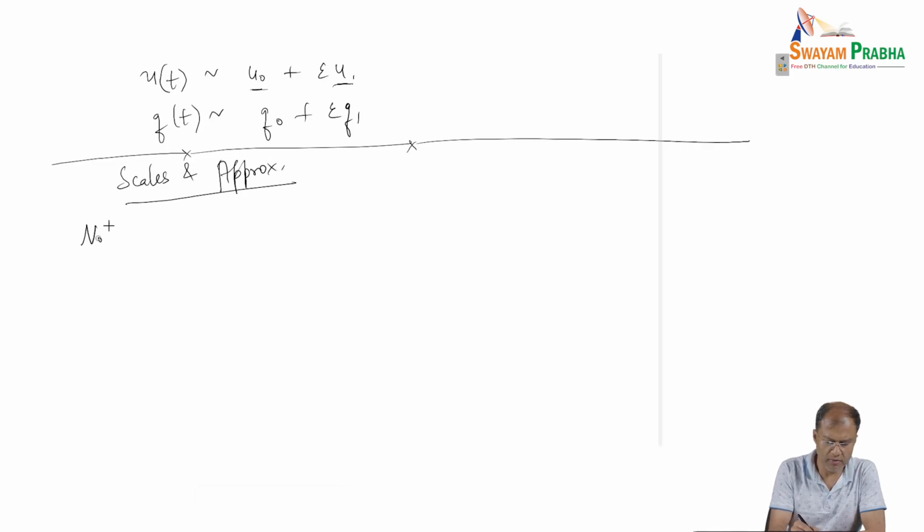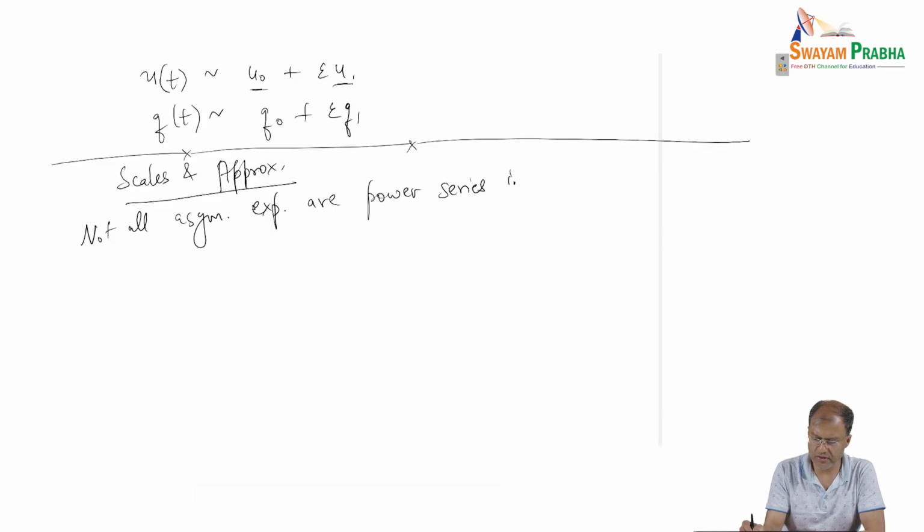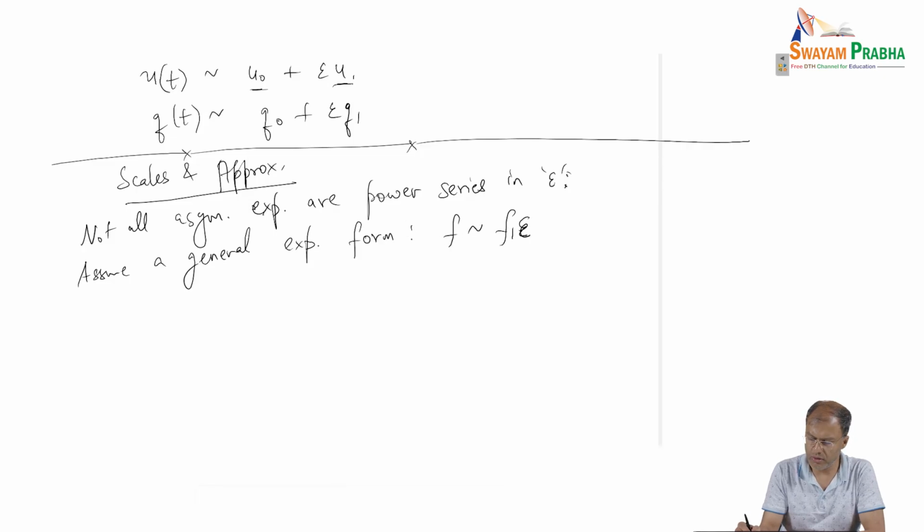So not all asymptotic expansions are power series in epsilon, right? So we assume a general exponential form. We have that f is f1 epsilon to the power alpha plus f2 epsilon to the power beta plus f3 epsilon to the power gamma, and so on and so forth.